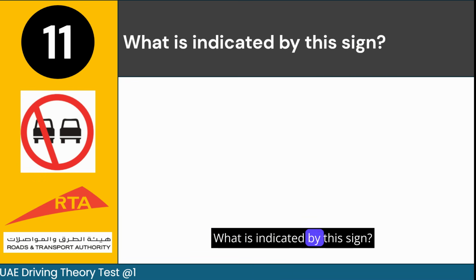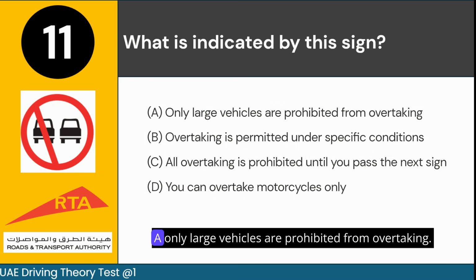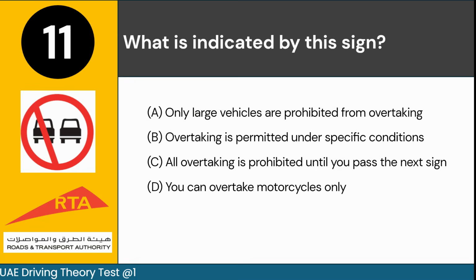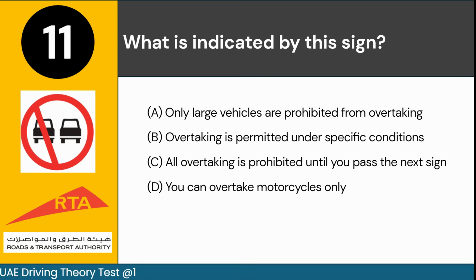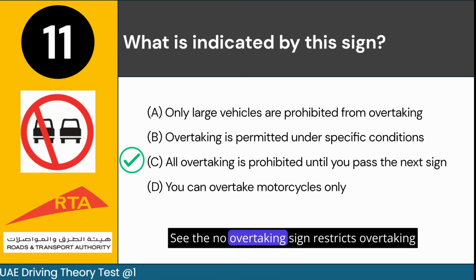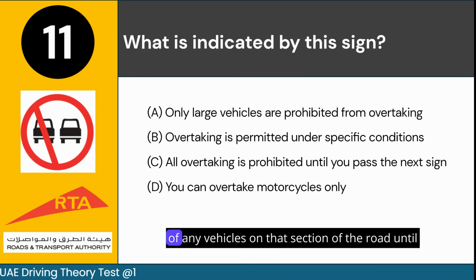What is indicated by this sign? A. Only large vehicles are prohibited from overtaking. B. Overtaking is permitted under specific conditions. C. All overtaking is prohibited until you pass the next sign. D. You can overtake motorcycles only. Answer: C. The no overtaking sign restricts overtaking of any vehicles on that section of the road until another sign indicates the end of the restriction.